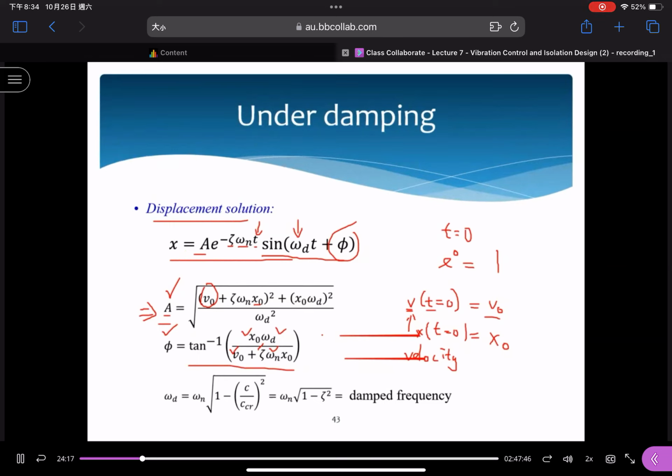Any problem about this one? Please bear in mind that you just need to know how to calculate omega n and theta. Omega d is given here. It is relevant to omega n. If theta is equal to 0, what does it mean? Omega d is equal to omega n. Even if it appears so complicated, we don't have complicated mathematics here. We just substitute all the solutions back to these equations, and we are able to find the displacement solution.